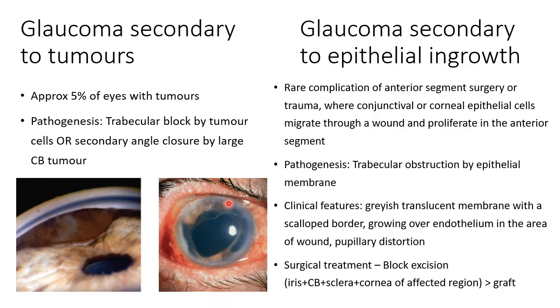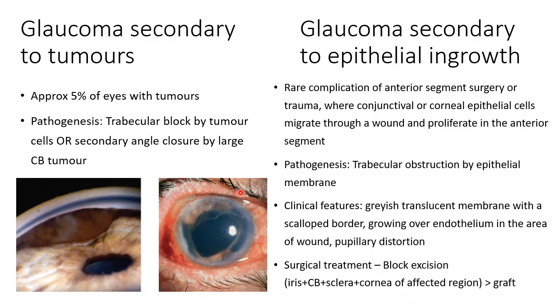Okay, so some wound happened, and the epithelium of the conjunctiva or the cornea migrated inside where it shouldn't be. Now, what will it do? It will cause trabecular obstruction by growing over it in the corner. Here, do you see this fine membrane with a scalloped appearance? So this is the epithelium on the posterior surface of the cornea where it shouldn't be. So what will you see? You'll see this grayish translucent membrane. You might also see pupillary distortion.